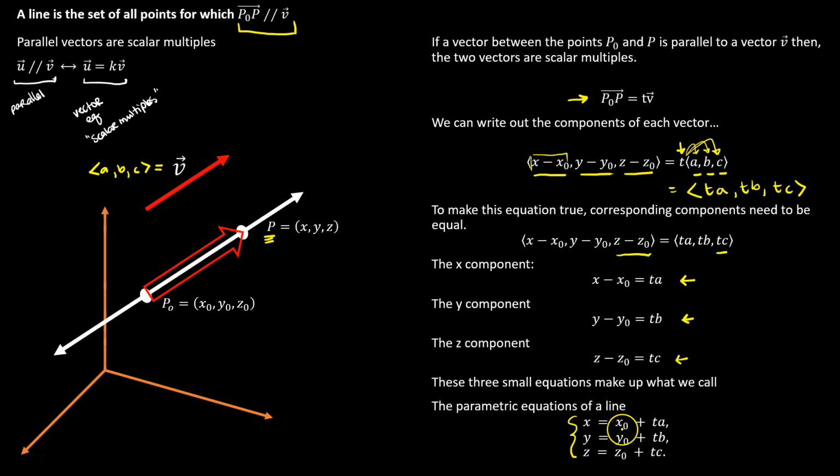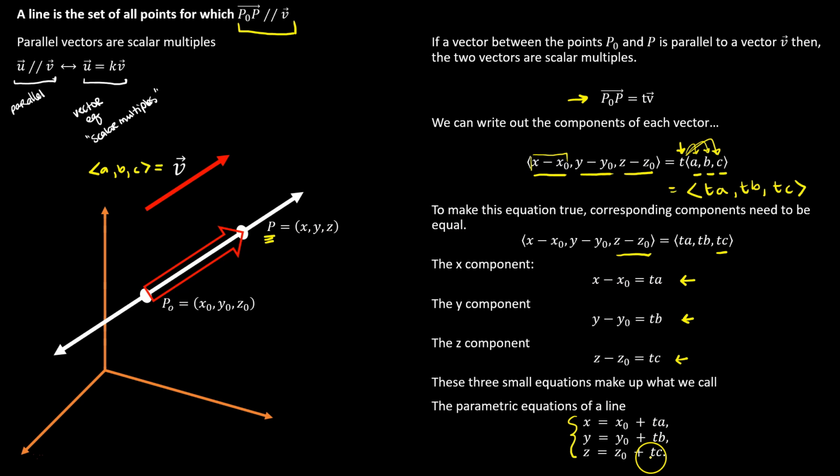On the right-hand side, we have x0, y0, z0. Those came from the point that we know for a fact is on the line. And then we have a, b, c. That came from the vector v, which our line is parallel to. We have the parameter t, which is just a placeholder.